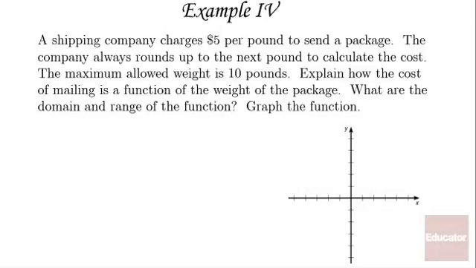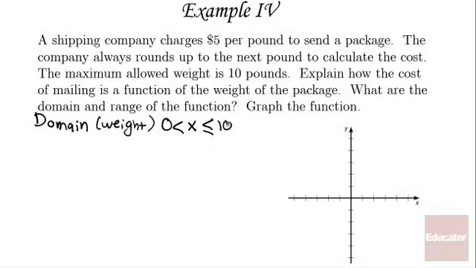Graph the function. Okay, let's start out by talking about the domain and range. What are we dealing with in terms of the domain? Well, the domain is going to be the weight of the package that I send. The smallest package I can send is going to weigh more than 0 pounds. So the domain is going to be some amount of x, some number value for x that is more than 0. They're telling me, though, the maximum allowed weight is 10 pounds. So x is going to be less than or equal to 10.